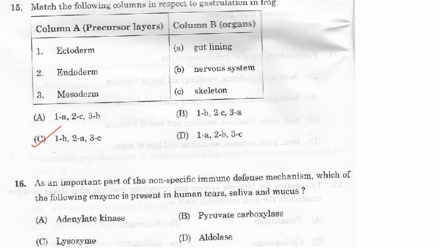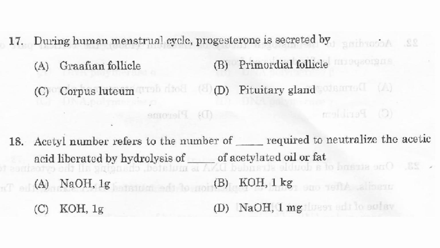Answer is option C. Then, as an important part of the non-specific immune defense mechanism, which of the following enzymes is present in human tears, saliva and mucus? It is lysozyme. Answer is option C. It is involved in the non-specific immune defense mechanism. Then during the human menstrual cycle, progesterone is secreted by the corpus luteum.